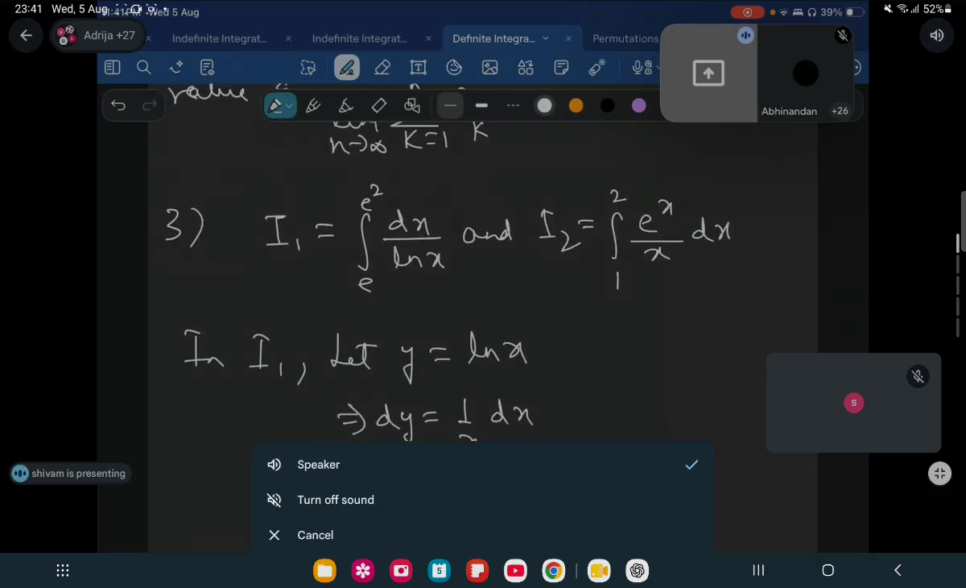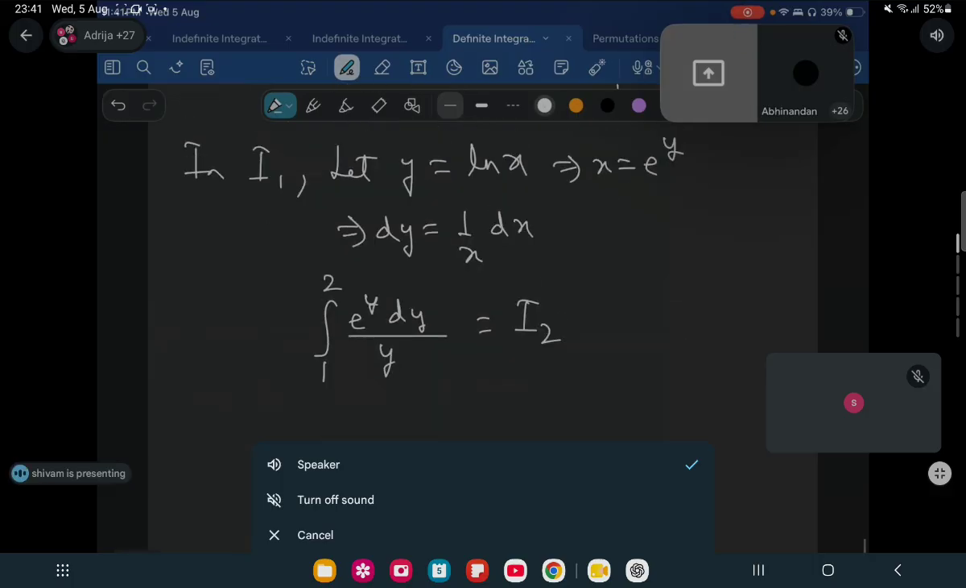As x tends to e, y tends to 1. As x tends to e square, y tends to 2. So dx will be equal to x dy, and x is equal to e to the power y. So this will become e to the power y dy divided by y, since ln x is equal to y, which is equal to I2 only. So this implies I1 equals I2, and therefore I1 by I2 is equal to 1.